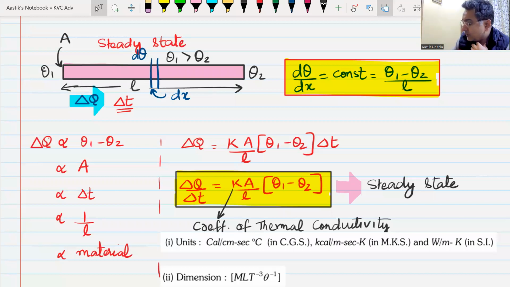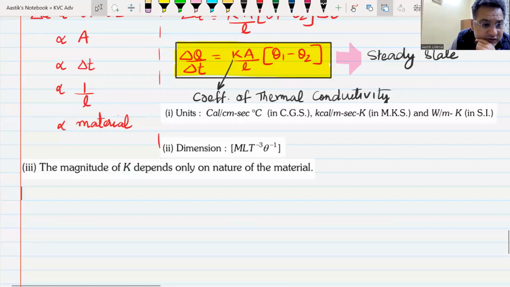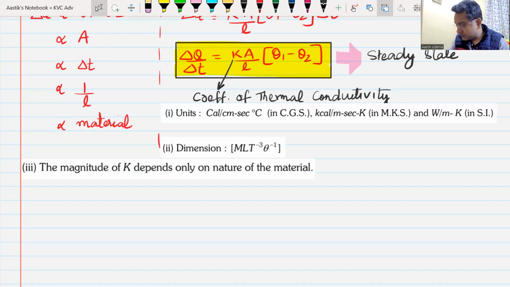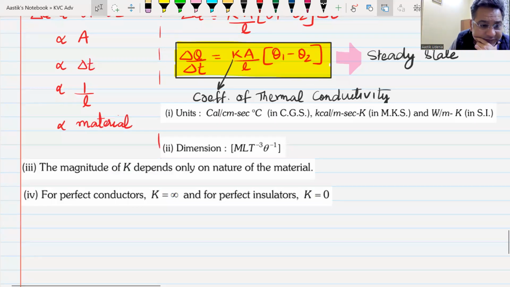K is known as coefficient of thermal conductivity. We have already seen a few points: what is the SI unit, what is the dimension. 2 or 3 more points. You must remember the value of K only depends on the material of the conductor. It depends only on the nature of the material of the conductor, nothing else. For perfect conductors, the value of K is infinite. And for perfect insulators, the value of K is 0. Do we understand this? Yes, sir.